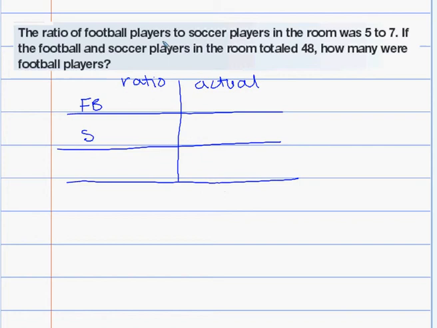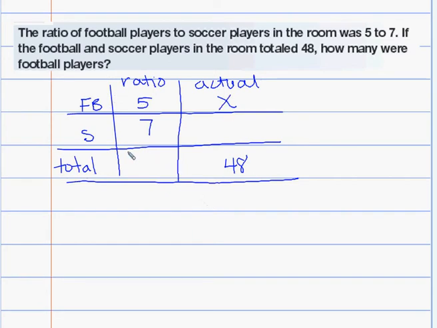So the ratio of football players to soccer players was 5 to 7. If the football and soccer players in the room totaled 48. Okay, that's easy. They told me it totaled. How many were football players? So I'm going to put an X here.